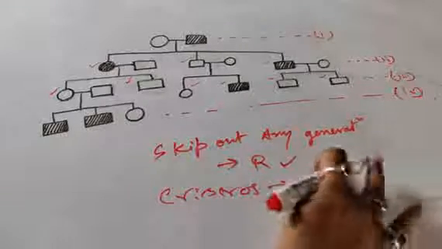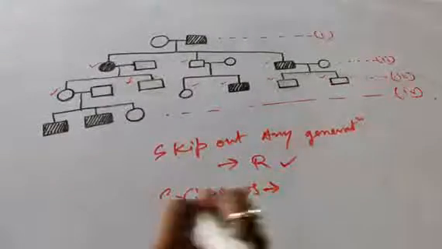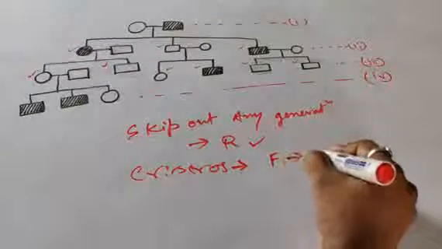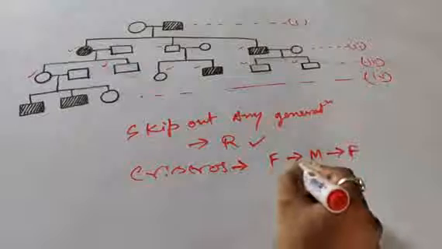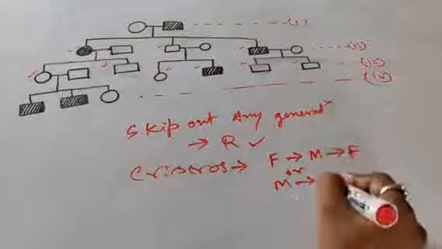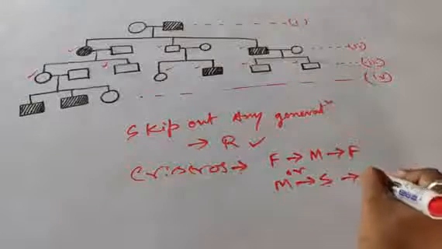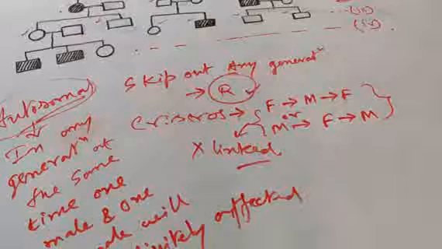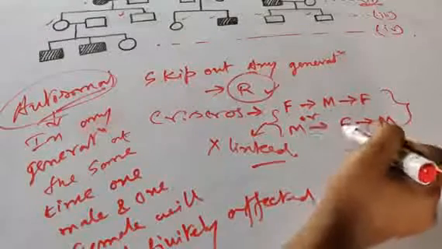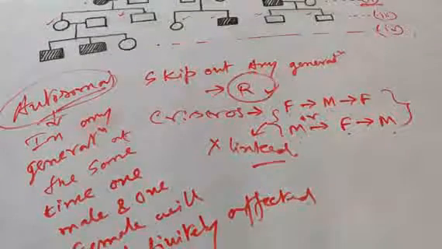Okay, what is crisscross? Father to mother to father, or mother to father, or son to the next generation, or daughter. Okay, so if there is crisscross inheritance from female to male to female, or male to female to male, it will be an X-linked disorder.